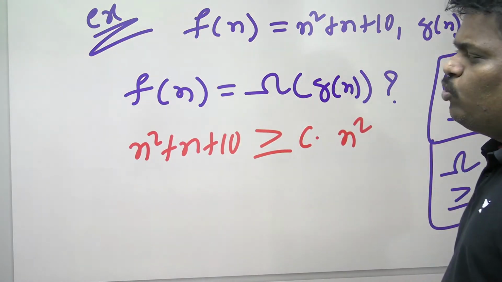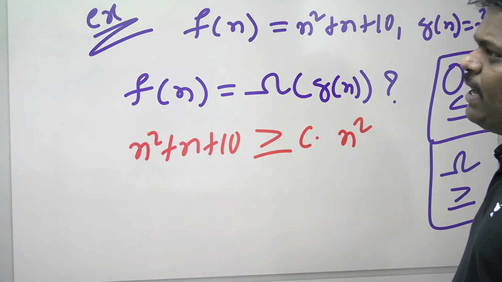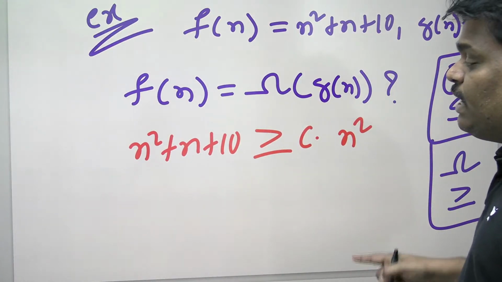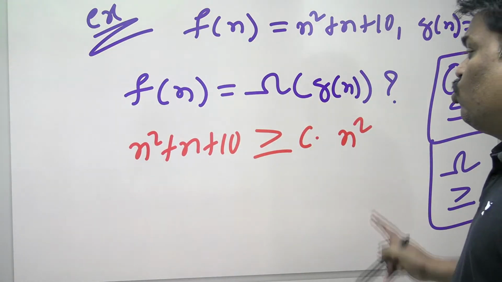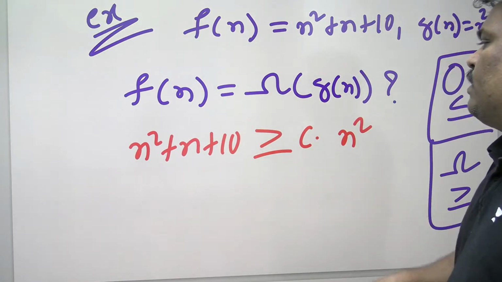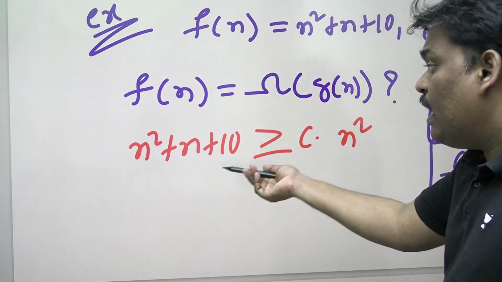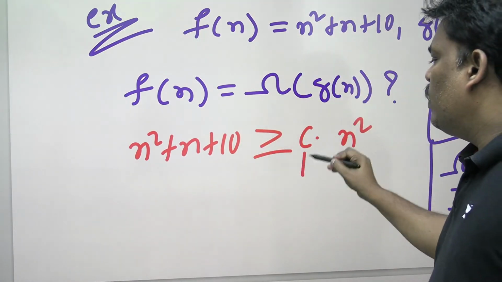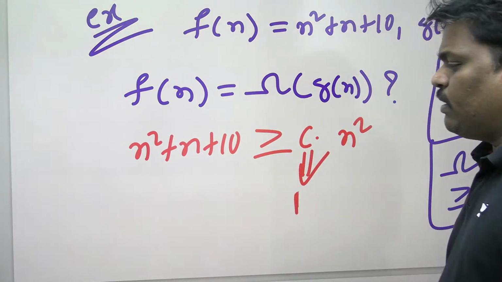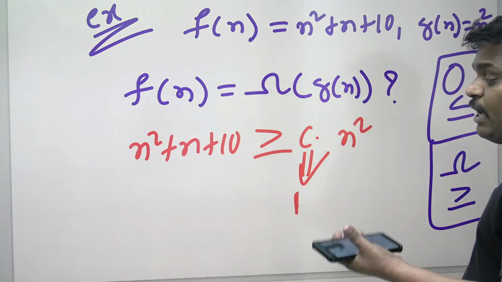To be frank, left and right, who is bigger? Left is bigger. Left is already bigger, and I also want left bigger. Then what is the requirement of c? Take the c value as 1. If it is not bigger, I want to make it bigger.